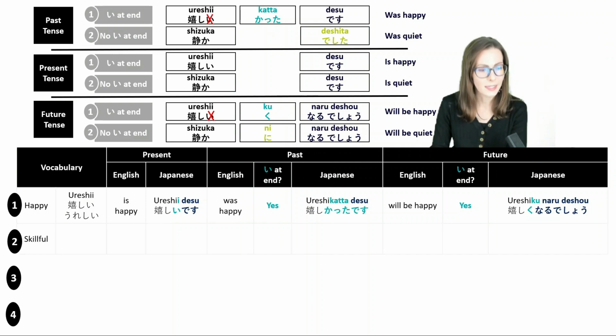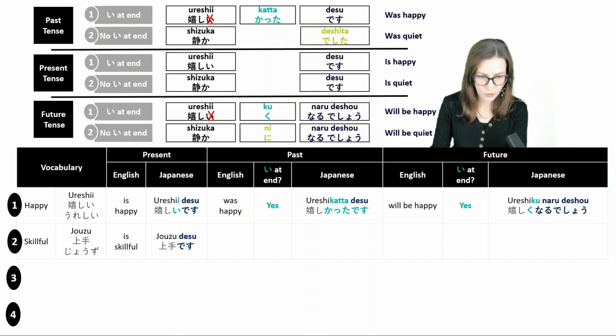How do you say "skillful"? It would be jouzu, right? How do you say "is skillful"? It would be jouzu desu, right? And how do you say "was skillful"? Is there a hiragana i at the end? Is there one? I see none. That means that we follow pattern number 2, right? It would be jouzu deshita, right?